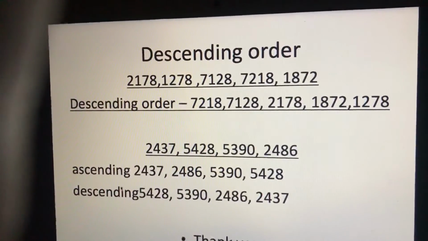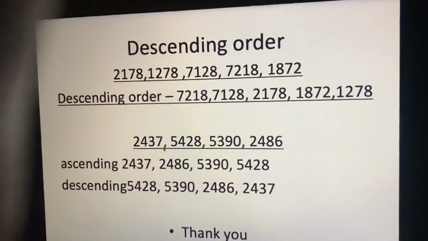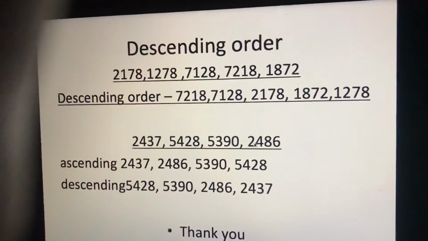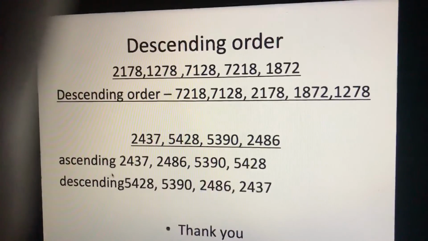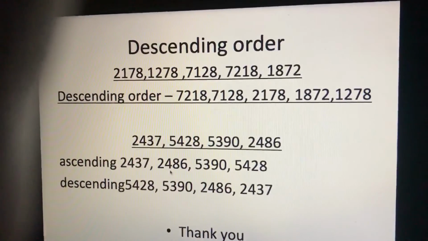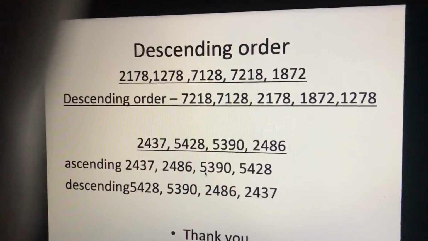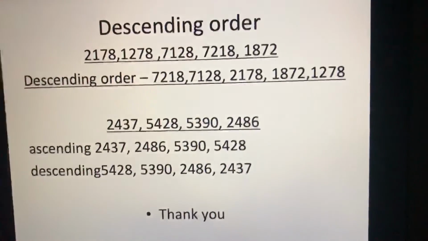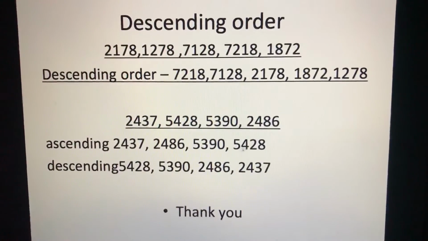We take one example. We do ascending and descending order: 2437, 5428, 5390, and last is 2486. How can we write it in ascending order? First is the smallest number, 2437. Next is 2486. Next is 5390, and last is the largest number, 5428.